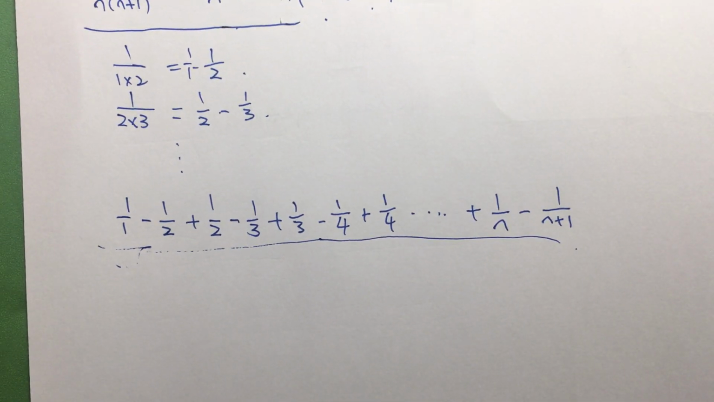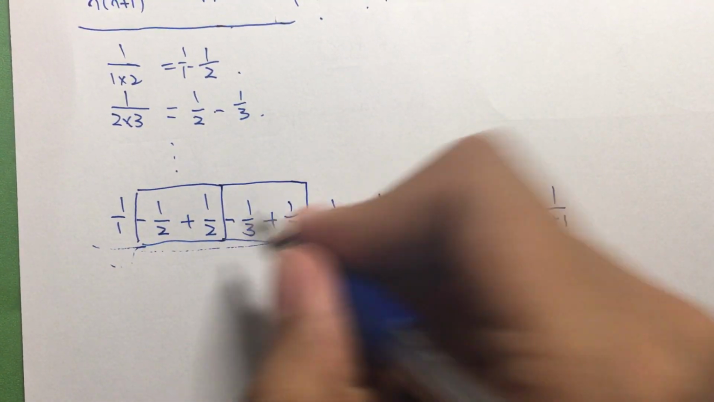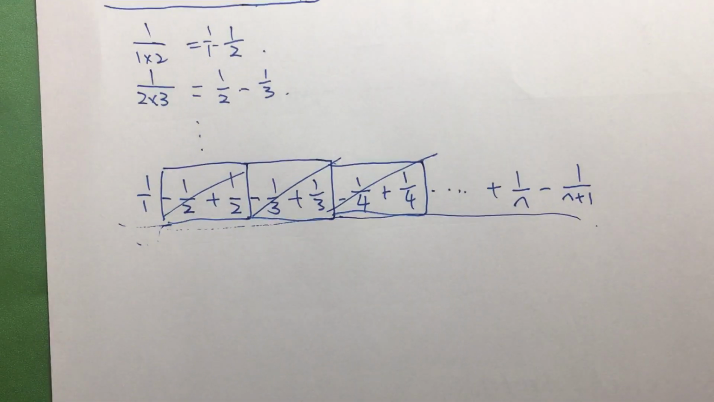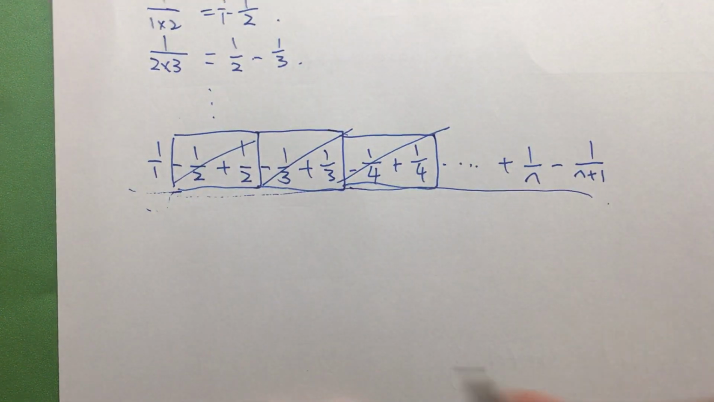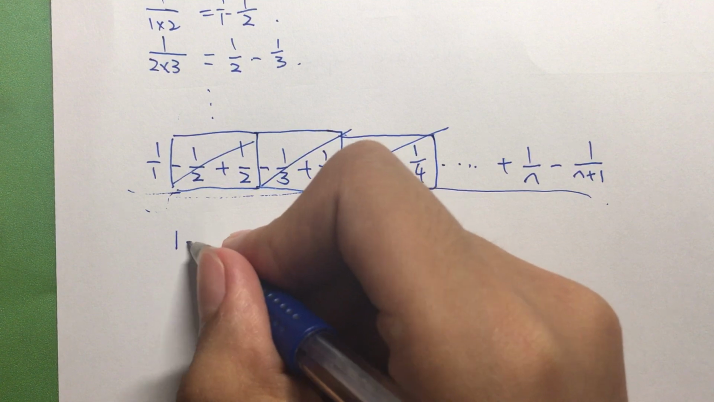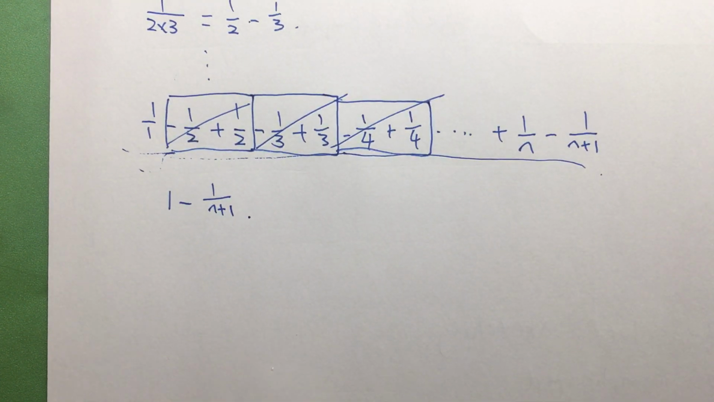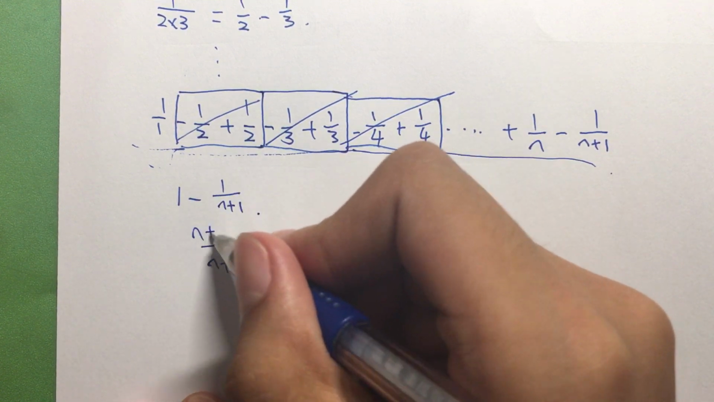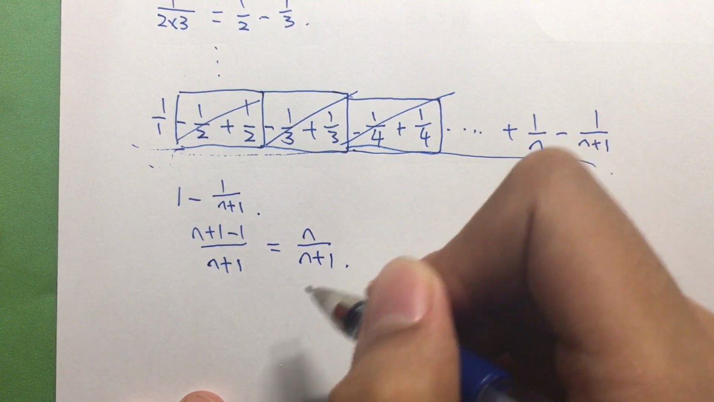And what do you find out? Well, we can see that these terms all cancel out. So what does this mean? Well, this means that the middle of the sequence are all cancelled, and what we are left with is only 1 minus 1 over n plus 1. And that is our answer, so we can write it as n plus 1 minus 1 over n plus 1, which is equal to n over n plus 1.